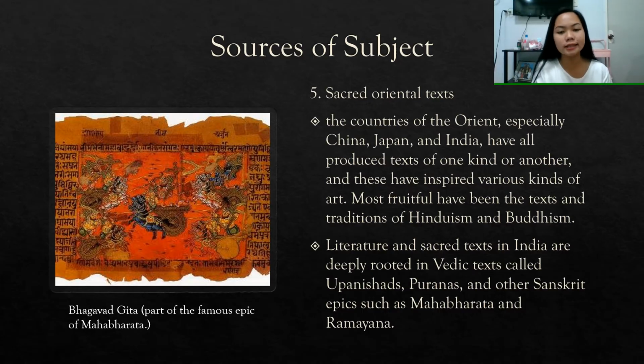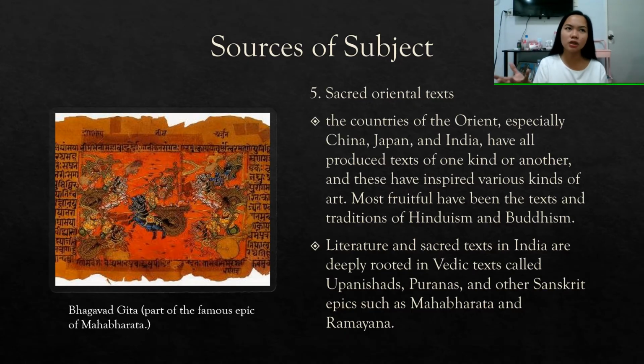So literature and sacred texts in India are deeply rooted in Vedic texts called Upanishads, Puranas, and other Sanskrit epics such as Mahabharata and Ramayana. So an example here is the Bhagavad Gita. This is part of the famous epic of Mahabharata. So sacred Oriental texts are also sources of subject, or they could also be the subject of an artwork itself.